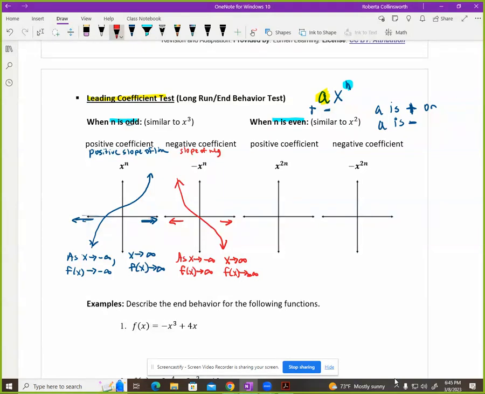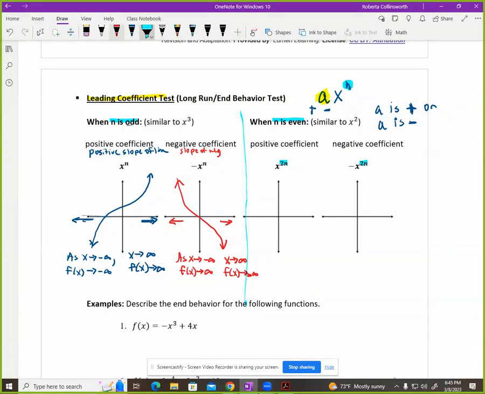So now let's look at this next example. I have a positive coefficient, so that means A is positive, and N is going to be even. So we're making sure it's even right here because I'm multiplying N by 2. If you multiply any number in the whole world by 2, it makes it an even number. So they're saying that our highest degree is even. And A is going to be positive.